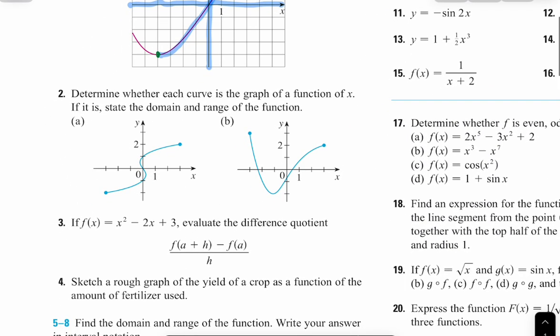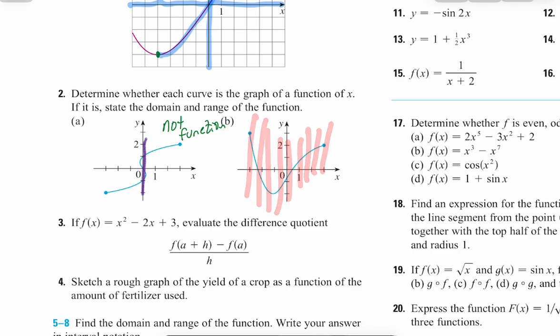Okay. Number 2 says determine whether each curve of the graph is a function of x. If you take a look at this one, what happens right there? A vertical line hits it how many times? Multiple, right? 4 times, it looks like. So this one's a no. Remember, a vertical line can only hit a function in one place. Any vertical line you draw could only hit it in one place. But if we look at this one, bam, bam, bam, bam, bam, bam, bam, it's perfectly fine. So this one's a function.